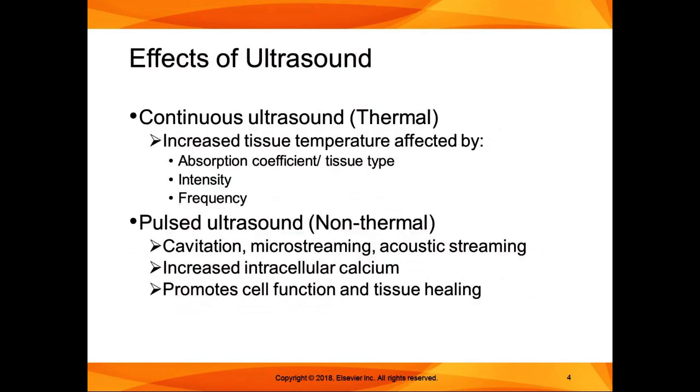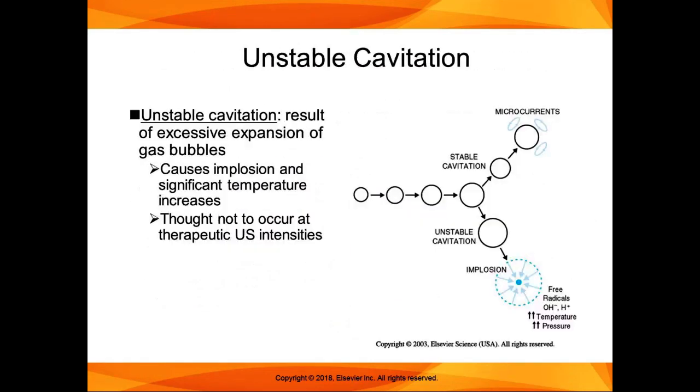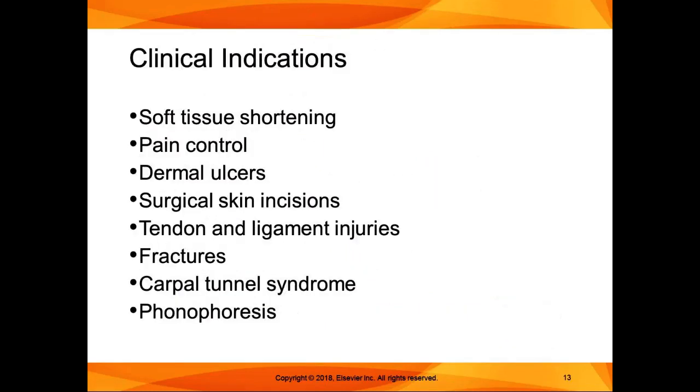Continuing our discussion of clinical indications for ultrasound. We said in the last section the clinical indications. So when you want to use ultrasound is when you have soft tissue shortening, when you need to do pain control. Dermal ulcers, ultrasound is used a lot for wound healing. Surgical skin incisions, tendon and ligament injuries. Remember, those collagen tissues take up more of the ultrasound energy. Fractures, carpal tunnel syndrome, and phonophoresis.